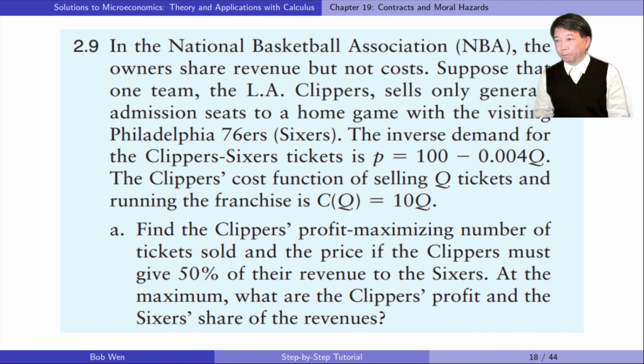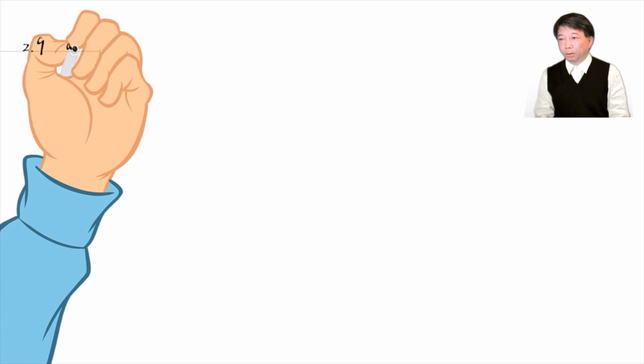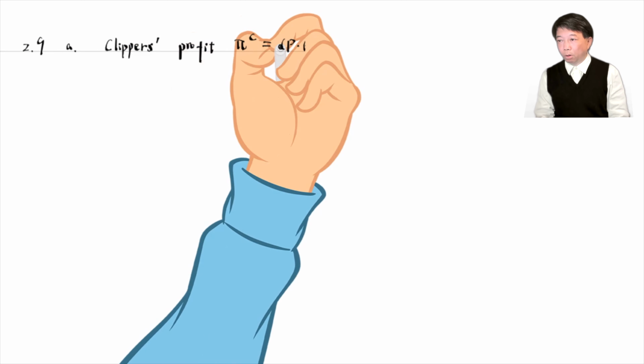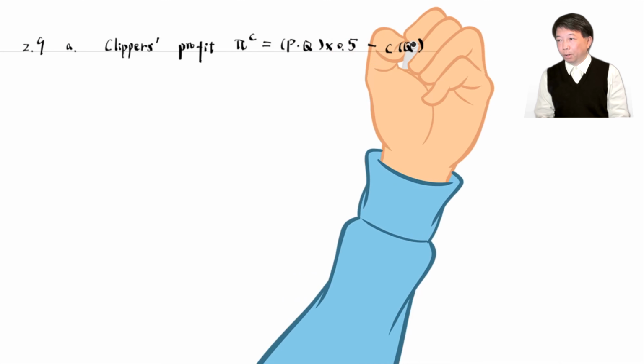For part A, find the Clippers' profit maximizing number of tickets sold and the price if the Clippers must give 50% of their revenue to the Sixers. At the maximum, what are the Clippers' profit and the Sixers' share of the revenues? The Clippers earn half revenue but bear all costs. Its profit is as follows.